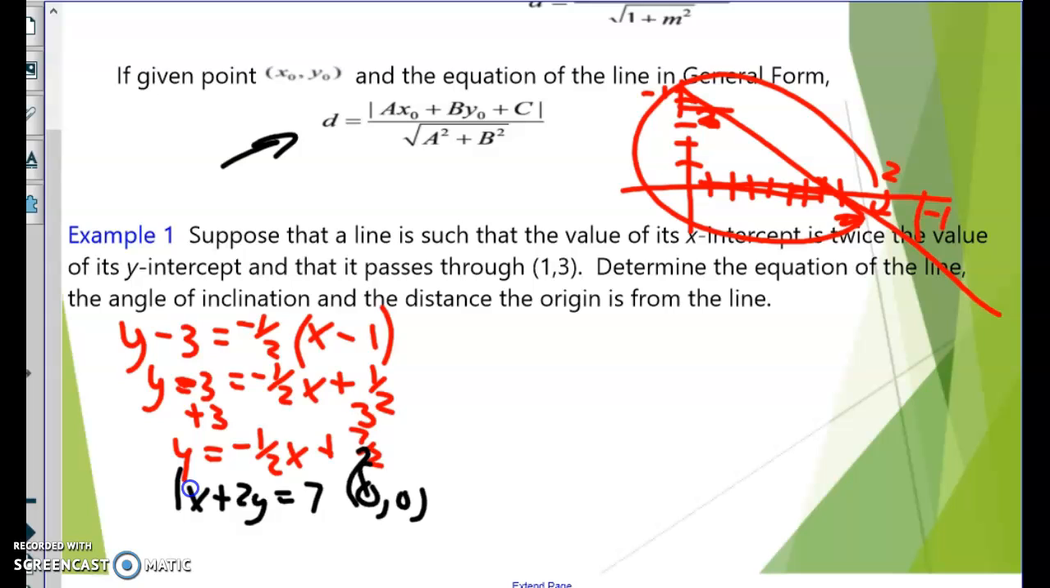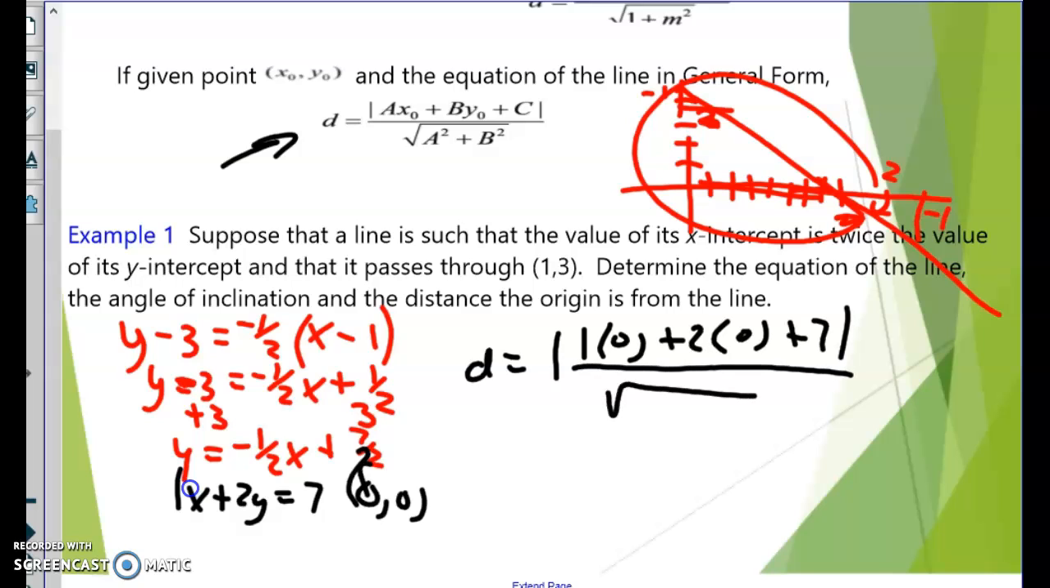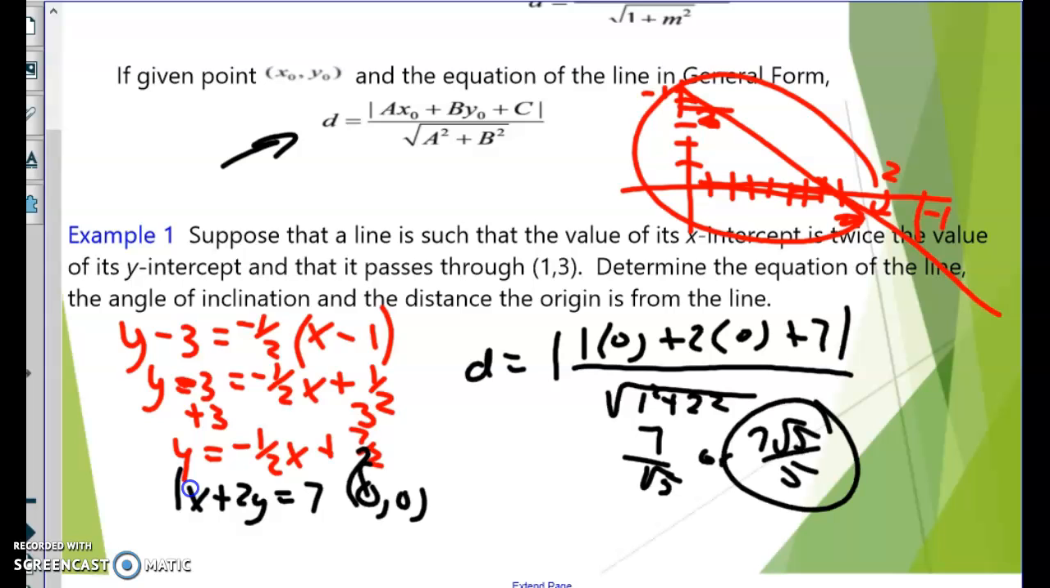And if I recall correctly, I'm going to plug in and I'm going to get d equals the absolute value of 1 times 0 plus 2 times 0 plus 7, all over the square root of 1 squared plus 2 squared, which gives me, looks like, 7 over the square root of 5, or 7 root 5 over 5. Okay.